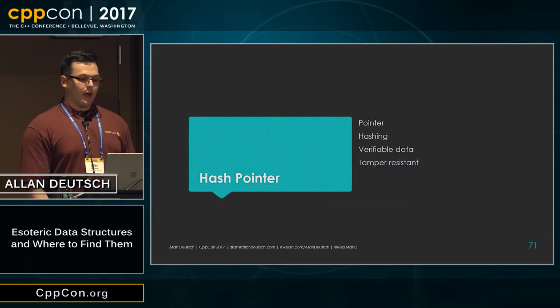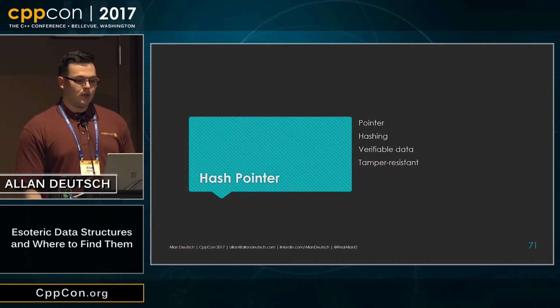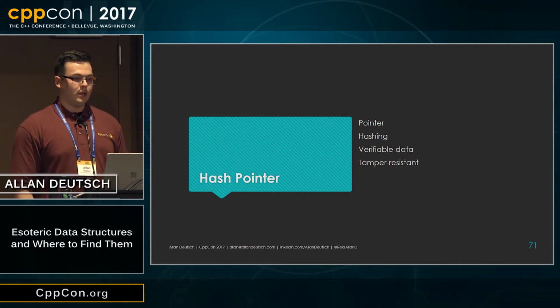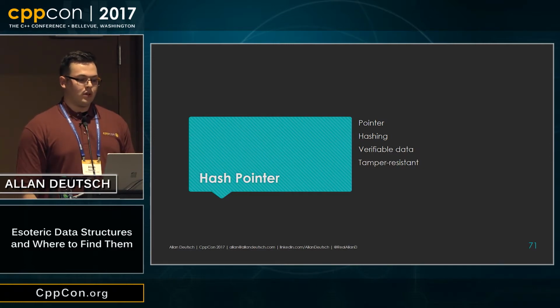I'd also like to talk about hash pointers. These are another really cool data structure. From the name you might have guessed, they're a pointer. But what they also do is store a hash of what they're pointing at. Because of this, you're able to verify the data is in the same state that it was in when you first put it there or got your pointer to it, and it's pretty tamper resistant.